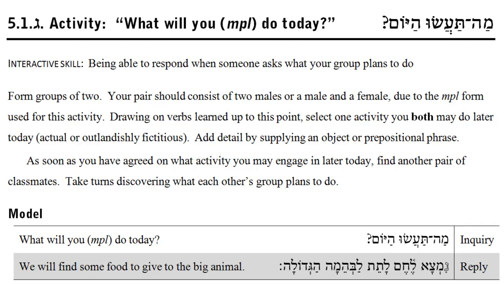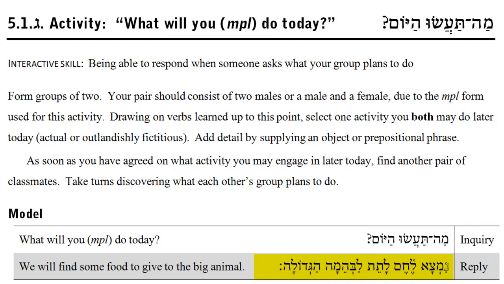In addition to a simple verb, a yiktol verb in the first common plural, please make your statement a little more interesting by supplying an object or a prepositional phrase, whether actual or outlandishly fictitious. Before we turn to the appendix, let's take a look at the sample reply that we find in the model.